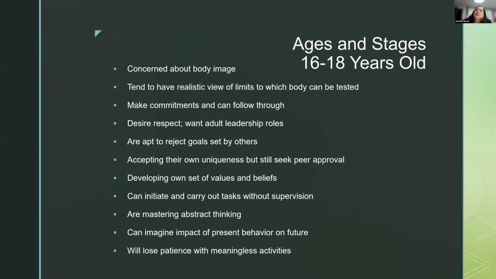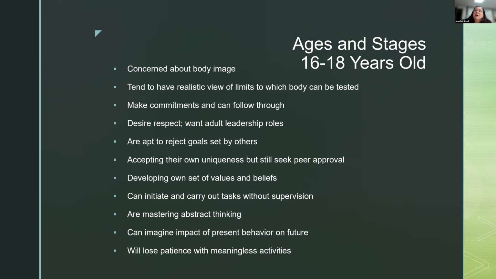A lot of times they're not going to take the goals set by others. So we want them to identify their own goals and what that means. They're choosing their own projects. They're choosing their own goals of what they want to see when they are working on a project. They like to try to do that themselves. They're accepting themselves as a unique person, but they still want that peer approval. Developing their own set of values. This is continuing from the stage before, and they can do a lot on their own. They can start and carry out a lot of tasks without too much supervision.